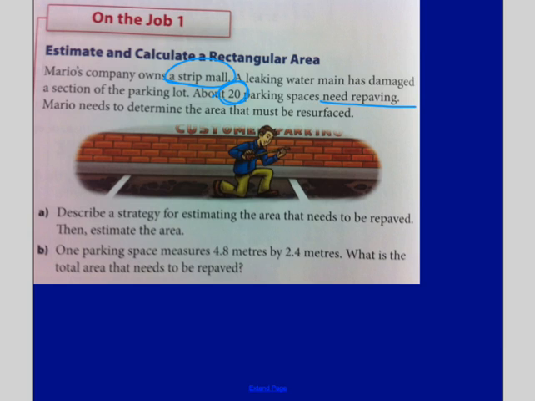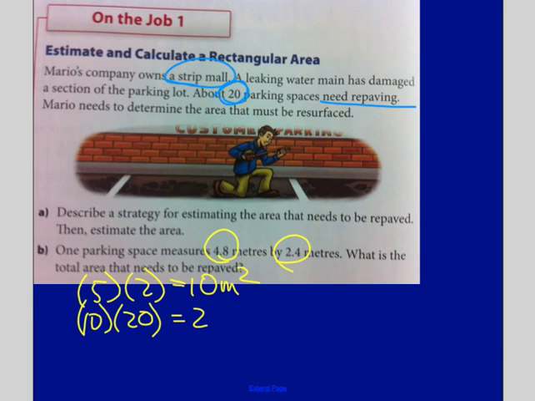So estimating this, we're just going to take the numbers they give us, which are 4.8 and 2.4, and we're going to multiply that, and we're going to estimate that it's going to be 5 times 2, which is 10 square meters. So my estimate for each parking spot would be 10 square meters, and then if there's 10 square meters per parking spot and there's 20 parking spots, that means there's going to be 200 square meters in total. All right? So looking on page, and for you this is page 130 in your yellow booklet. So our estimate is 200.